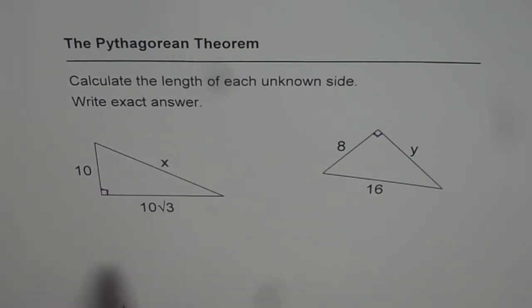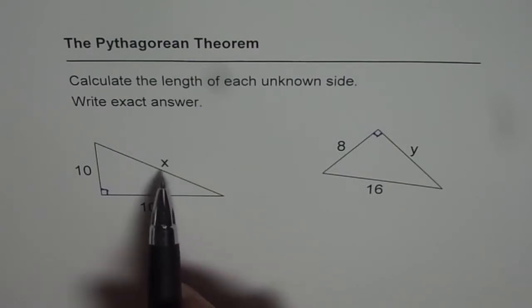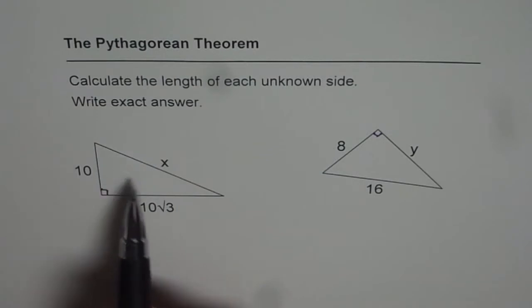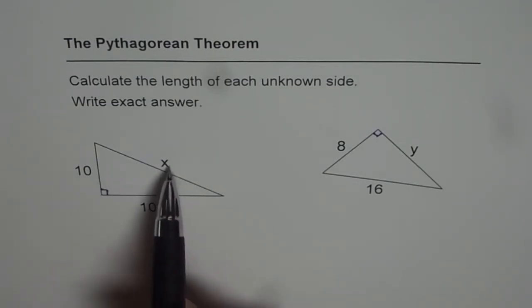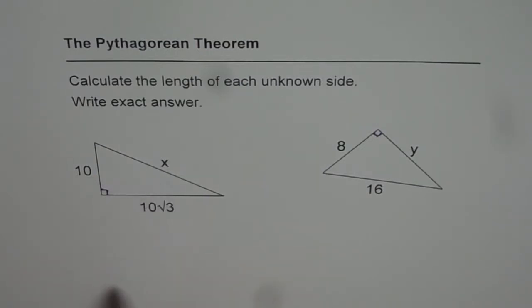Now this one is with sides of 10 and 10 square root of 3, we need to find the hypotenuse, which is x. Now hypotenuse is the longest side, and therefore square of that side is equal to sum of the squares of the other two, right? And then to find the side, we can always square root the sum of the squares and get the answer. So that is how you do the first one.